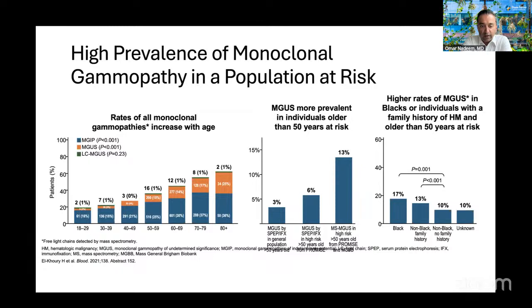And as you can see on the left, there is again an increased incidence of having these abnormal proteins in the blood that increases with age. And then in the middle, you can see that patients that are over the age of 50, again, have a higher risk of MGUS, about that 6-ish% number. And then if you add some of these more sensitive techniques like mass spectrometry, which is a new way of detecting these proteins, that number is close to 13%. So quite a bit. And then the same thing is seen in patients that are of African American descent. The number is actually 17% over the age of 50. So, again, these are more common in certain populations.